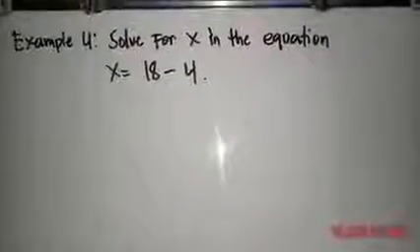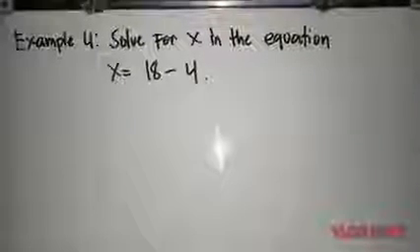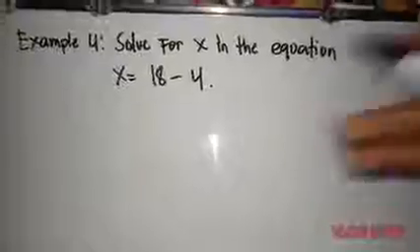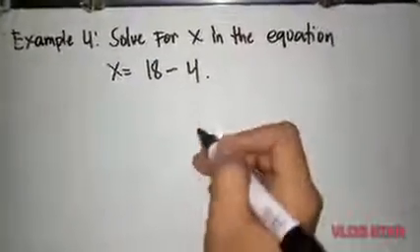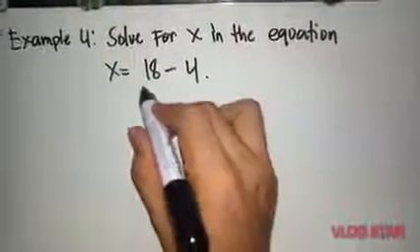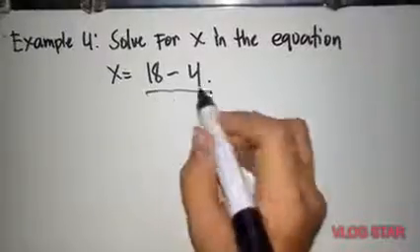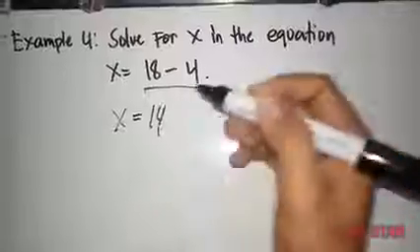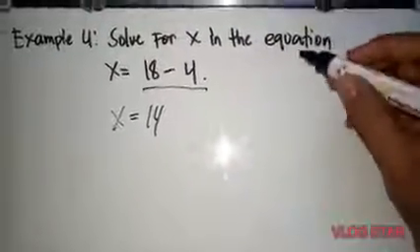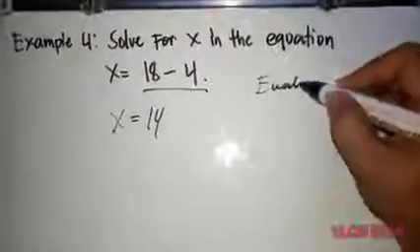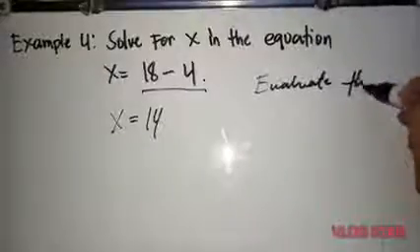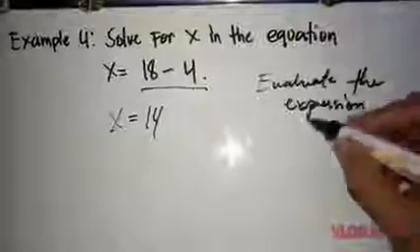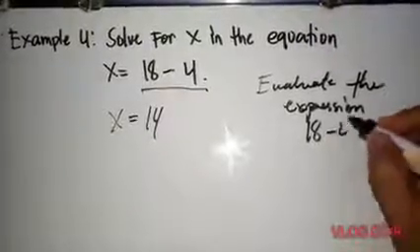So next example is solve for the value of x in the equation x is equal to 18 minus 4. So in this case, this is very easy. Just get the difference of 18 and 4. So x is equal to 14. This is just the same as evaluating the expression 18 minus 4.